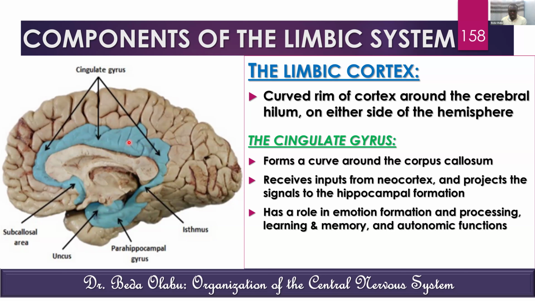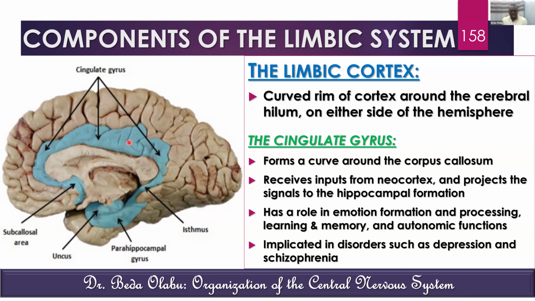Cingulate cortex has a role in emotion formation and processing, so just forming that emotion and processing that emotion. It also has a role in learning and memory, maybe because of even the fibers it contains within. It also has a role in autonomic functions, and some people will also add that it has a role in pain processing. So quite a lot of functions are associated with the cingulate gyrus.